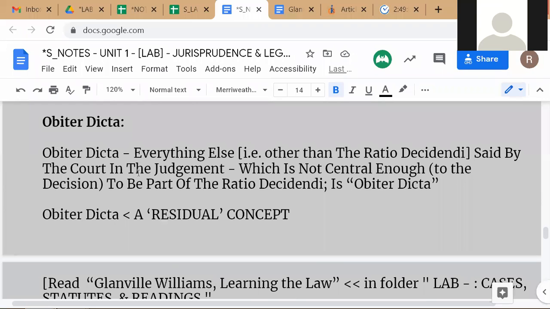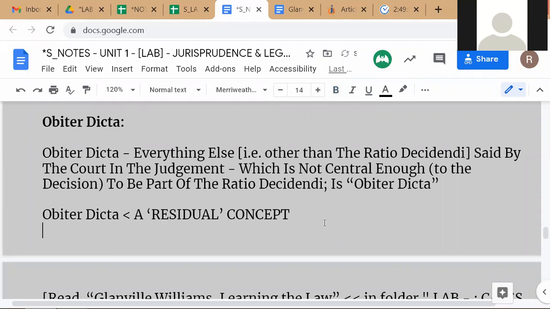So obiter dicta is another term we want to look at. It is anything else the court is saying in the judgment which is not central enough to the decision to be part of the ratio decidendi. So that becomes obiter dicta. So obiter dicta is a residual concept. I hope everybody understands what a residual concept is.